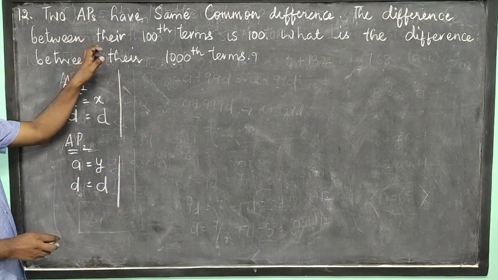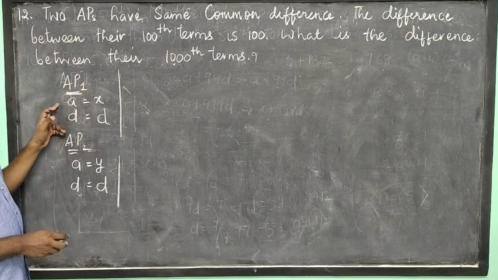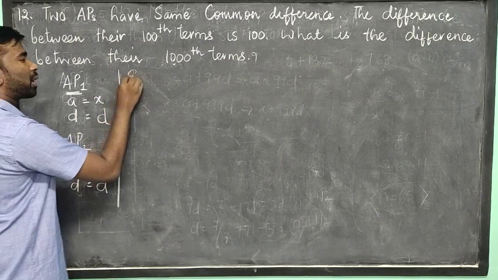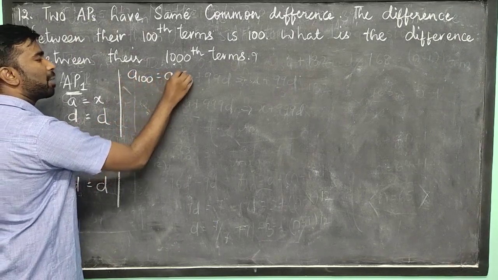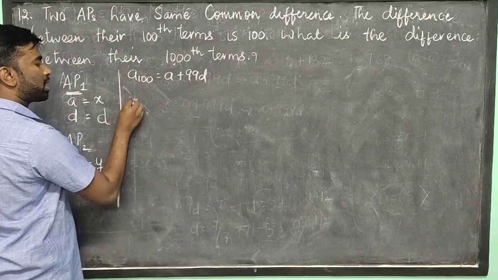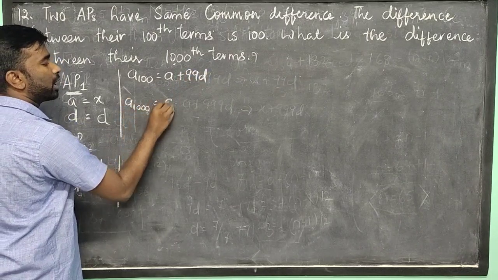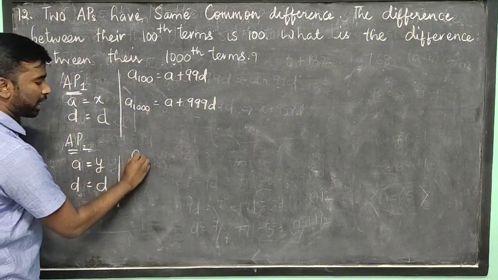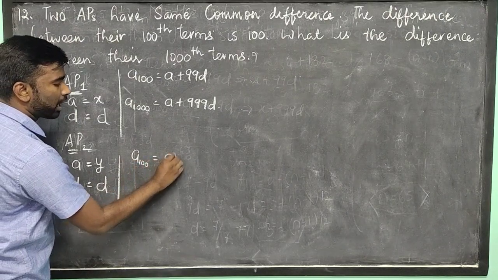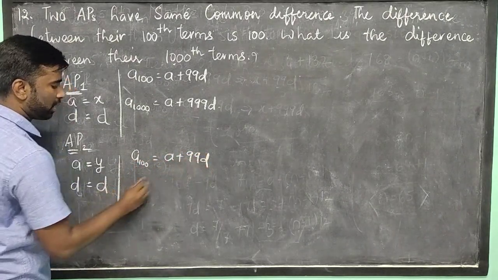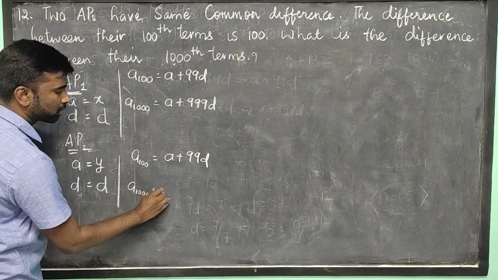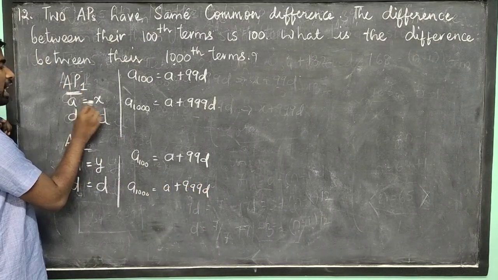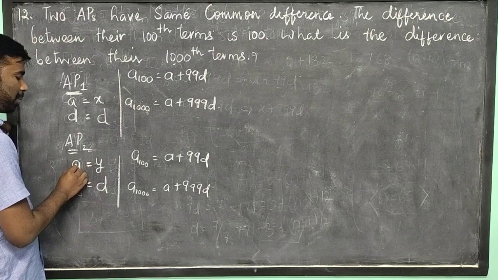We will find out the 100th term and the 1000th term of AP1. In the same way, we will find out the 100th term and the 1000th term of AP2. Now what is A100? The 100th term equals A plus 99D. What is A1000? A plus 999D. The same way for AP2, A100 equals A plus 99D, and A1000 equals A plus 999D. Now substitute A as X for AP1, and for AP2, A as Y.